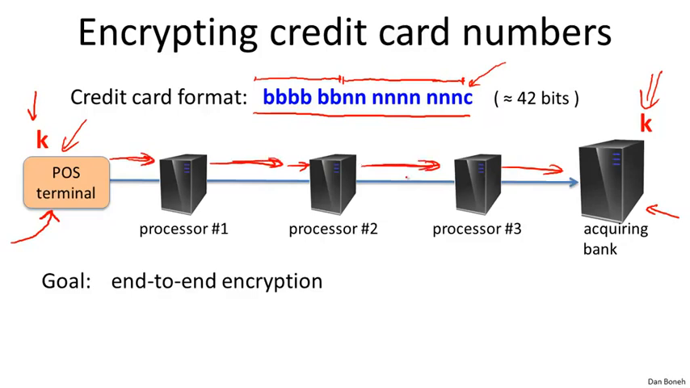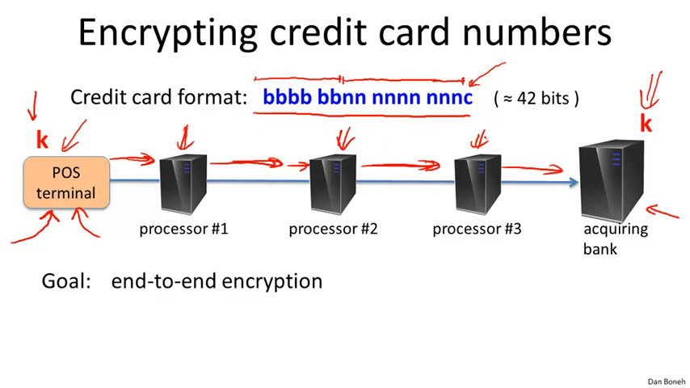But each one of these processors would then have to be changed because they're all expecting to get credit card numbers. And so the question is, can we encrypt at the cash register such that the resulting encryption itself looks like a credit card number, and as a result none of these intermediate systems would have to be changed? Only the endpoints would have to be changed, and in doing so we would obtain end-to-end encryption without having to change a lot of software along the way.